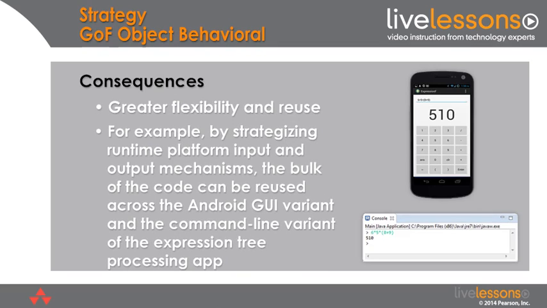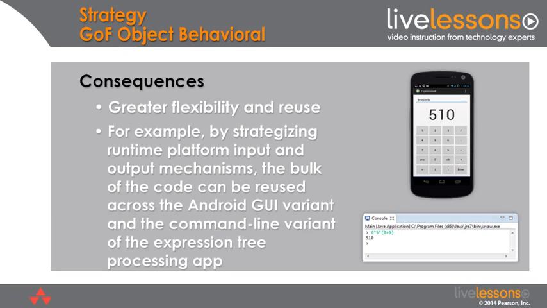For example, by strategizing runtime platform input and output mechanisms, as we showed in our code walkthrough, the bulk of the expression tree processing application code can actually be reused without change across the Android variant as well as the command line variant of the application. And that's very powerful because it means that we're able to pull out the behavior of the app and its data structures and its behavior and make that parameterizable for the context in which it runs, which is a good example of systematic reuse and platform independence.